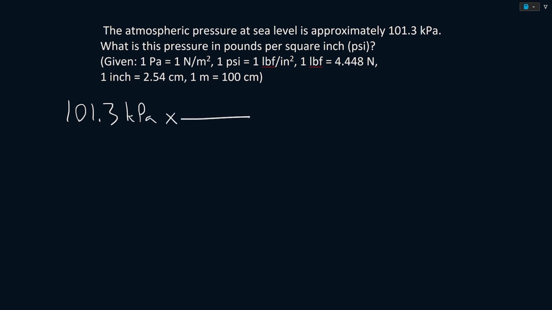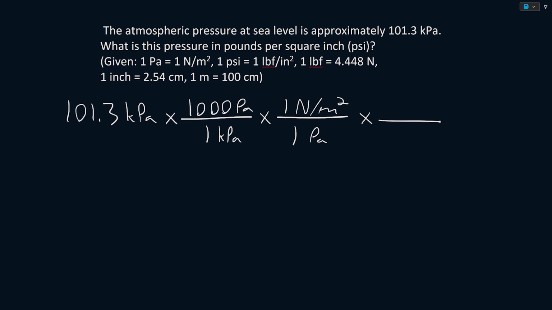First, we'll convert to pascals by multiplying by 1,000 pascals per 1 kilopascal. Then we'll go from pascals to newtons per meter squared. Now we need to convert from newtons to pound force by multiplying by 1 pound force over 4.48 newtons.